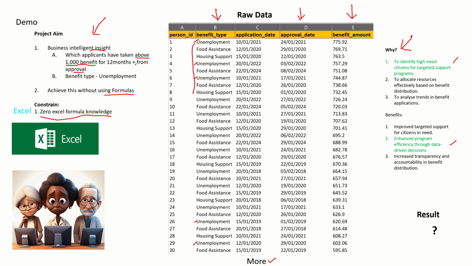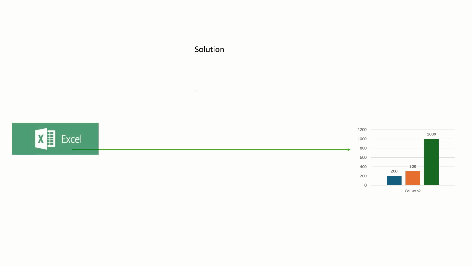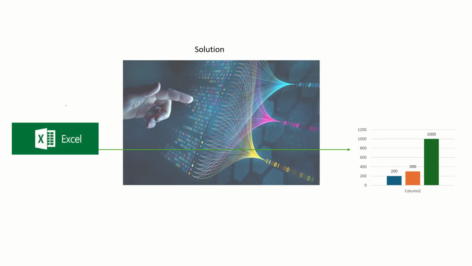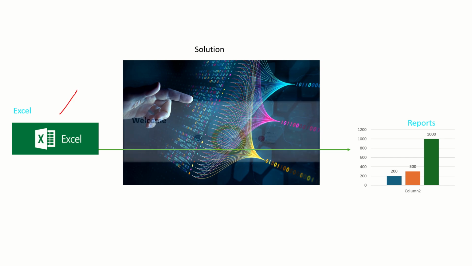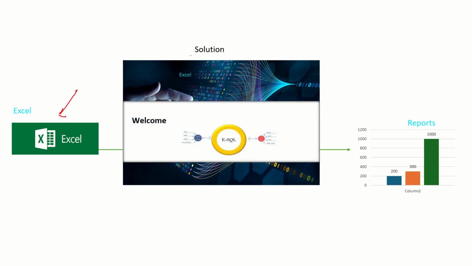I'm just going to go to the next screen to see how I am going to solve this. First of all, we identified that it is Excel they're using, and ESQL will be the solution, and I have 100% confidence that ESQL can solve it. What will be the result? I should be providing a sample report, something like this, but this is just for illustration purposes.